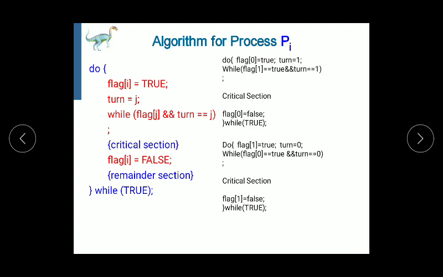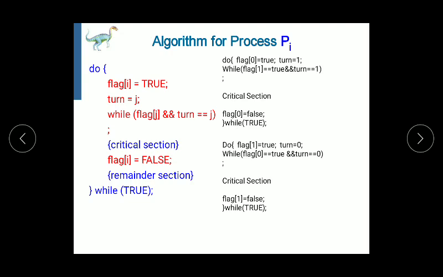So to prove property 1, we note that each Pi enters its critical section only if either flag[j] is equal to false or turn is equal to i. Okay, understood? Any one condition out of these two, if any one is true, then only Pi can enter. Also note that if both processes can be executing in their critical section at the same time, then flag[0] is equal to flag[1] is equal to true. Okay, understood?